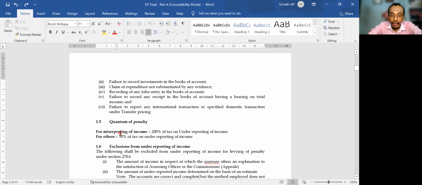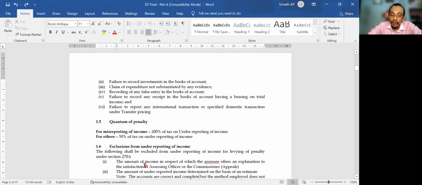Quantum of penalty: for misreporting, 200% of the tax on underreporting. For others, that is 50%. So you found out tax on underreporting; for misreporting it will be multiplied by 2, for others divided by 2.